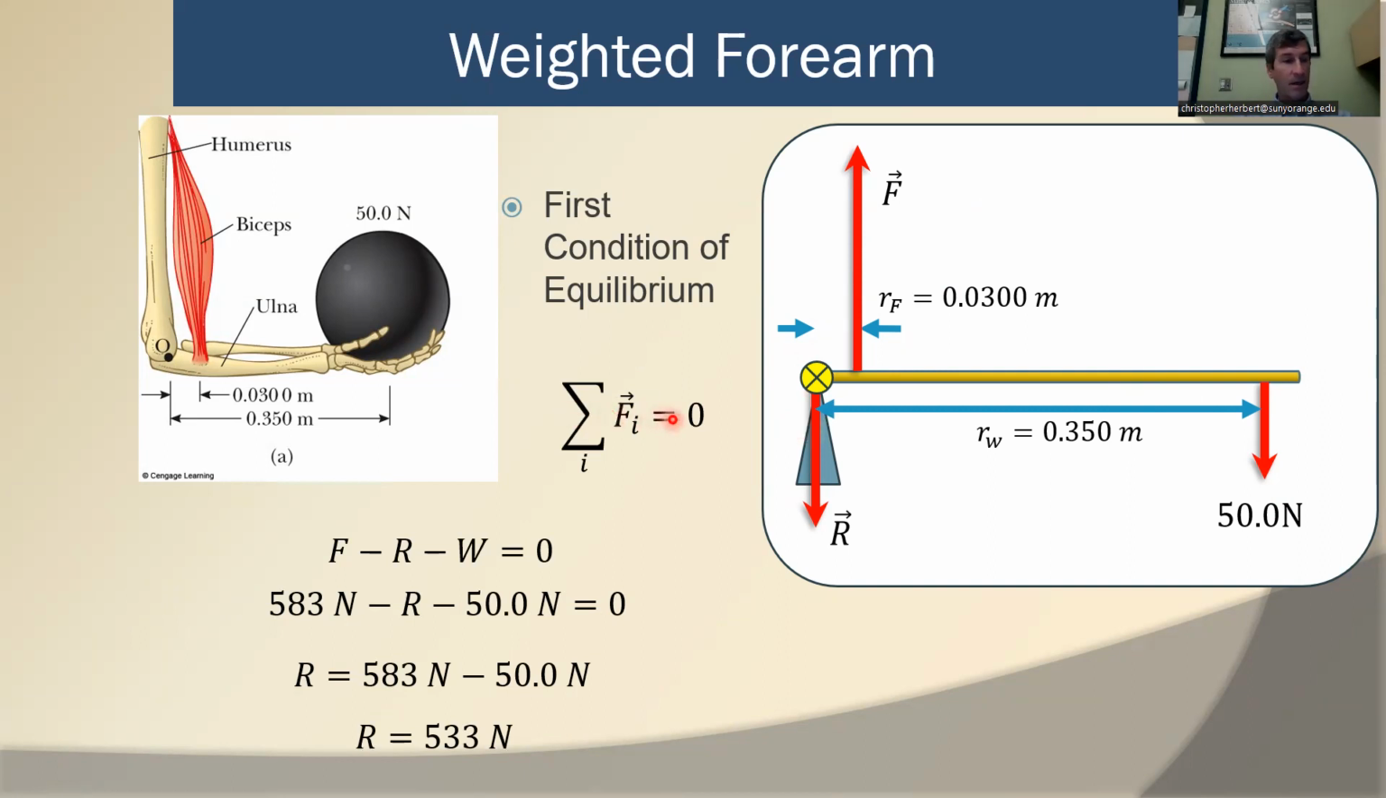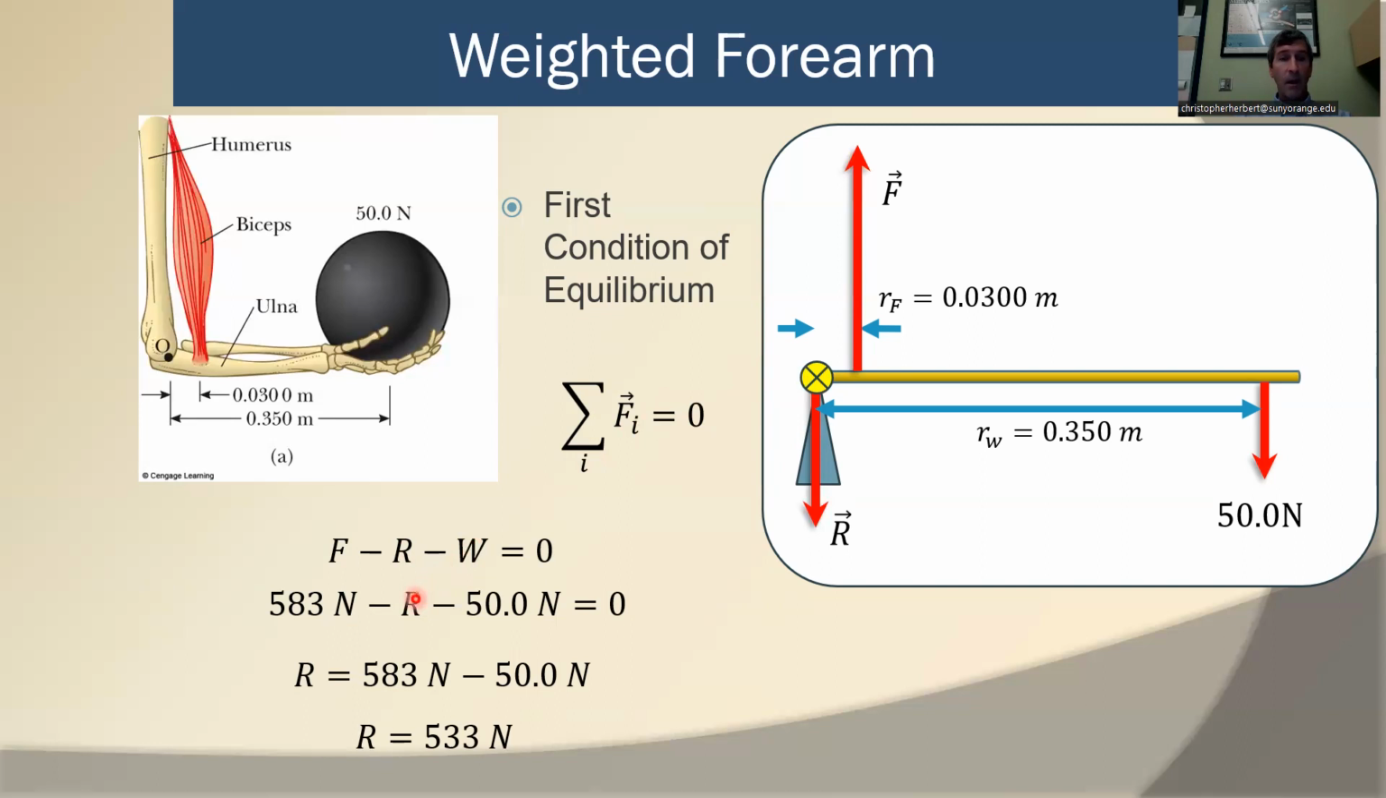So the sum of the forces here has to be equal to 0. So we've got to cancel out those other vertical forces. So F minus R minus W is going to be equal to 0. The bicep force is pulling up, the weight or the load is pulling down. So because the bicep force is so much greater than the load, we also need an additional downward force from the elbow joint, and that comes from the ligaments that actually hold the joint together.